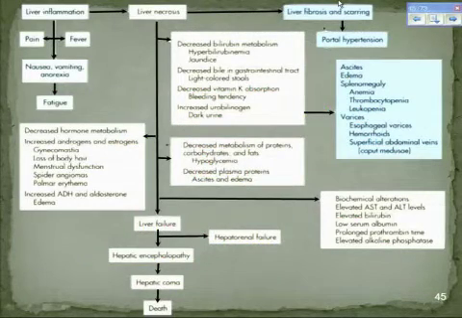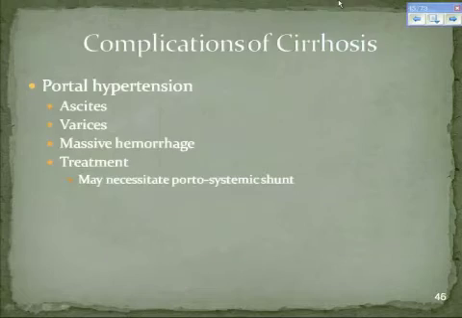The liver inflammation and liver necrosis eventually lead to hepatic coma and encephalopathy because you can't get rid of toxins. That's one way. The other way is portal hypertension leads to variceal hemorrhaging, and you also get ascites forming pretty extensively. This is a complication: varices, massive hemorrhage. Treatment may necessitate what we call the portal systemic shunt, which is the TIPS procedure now.